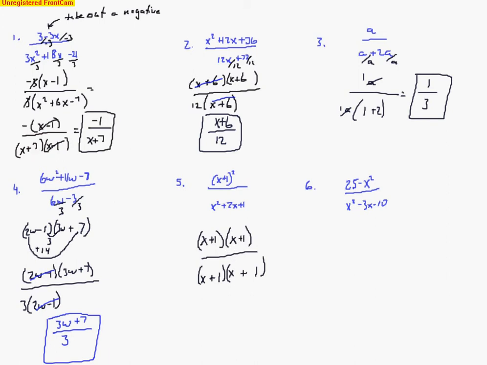Now, here, everything cancels. So the x plus 1's and these x plus 1's are canceling. But remember, just like over here, the a's canceled out. We are left with 1 over 1, which is just 1.